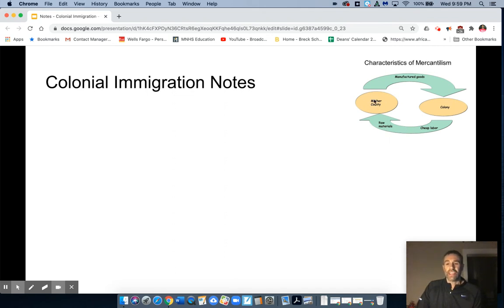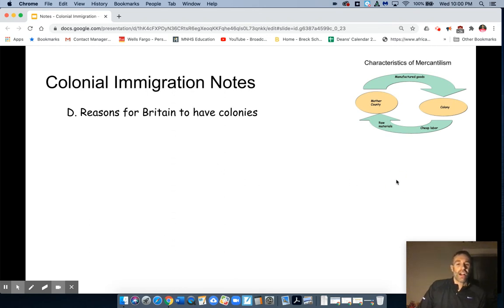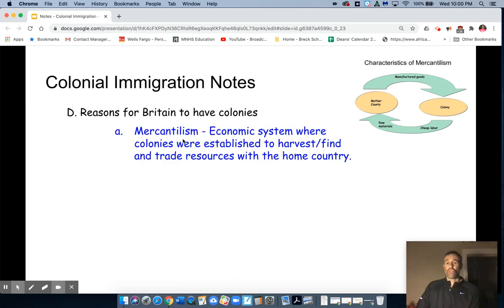The mother country has industries or factories that change those raw materials into manufactured goods. And cleverly, they sell them back to the colony at a higher price. So the colonial people are buying it now. And it goes around and around and around, makes that mother country a lot of money. Of course, European nations all wanted to get in on this. So the reasons for Britain to have colonies was this mercantile system.